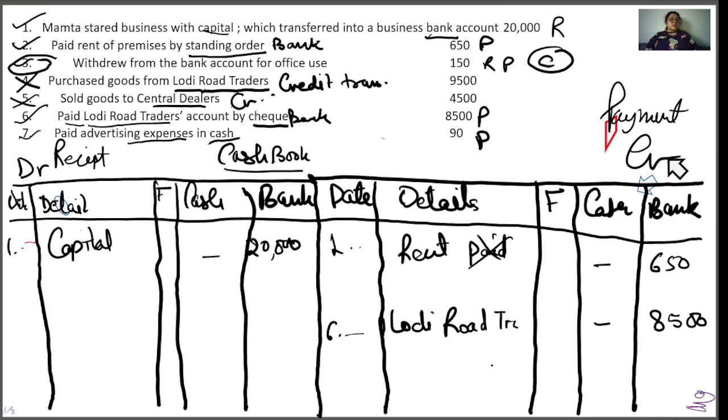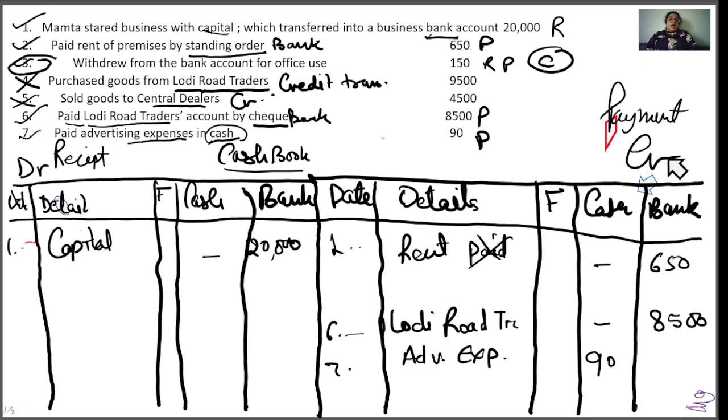Next is paid advertisement. Again, paid means expense. So I will write on the 7th, advertisement expense. And here I underline the cash. So in the cash column, I will write 19.